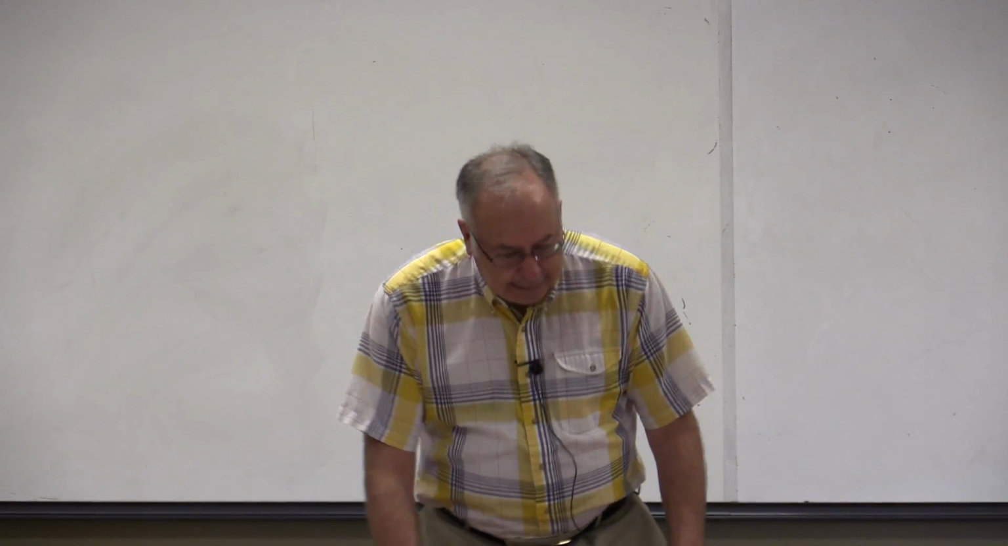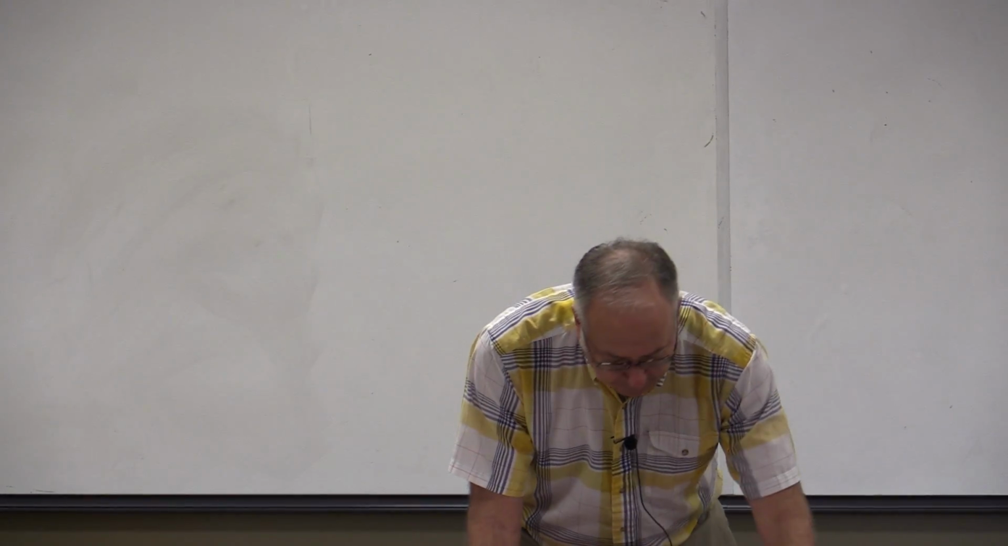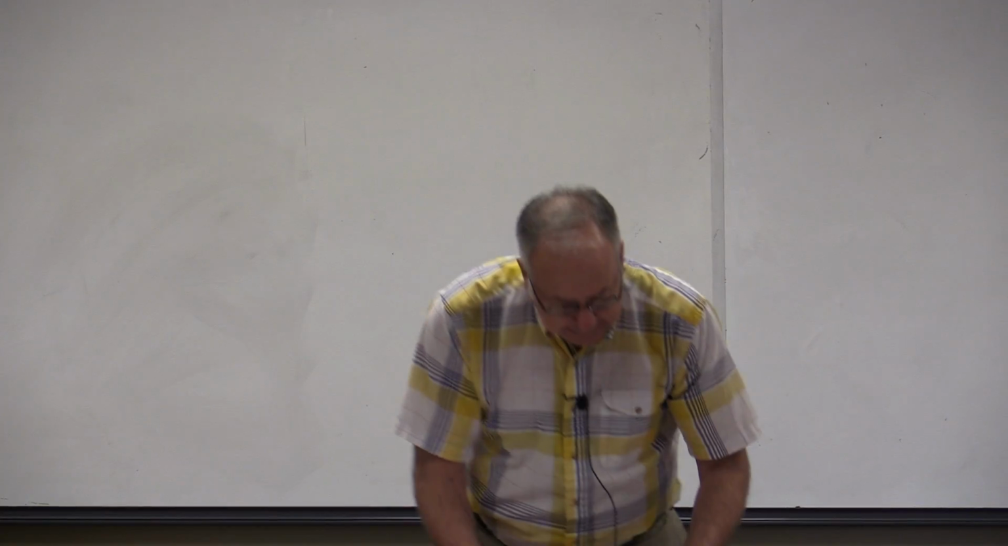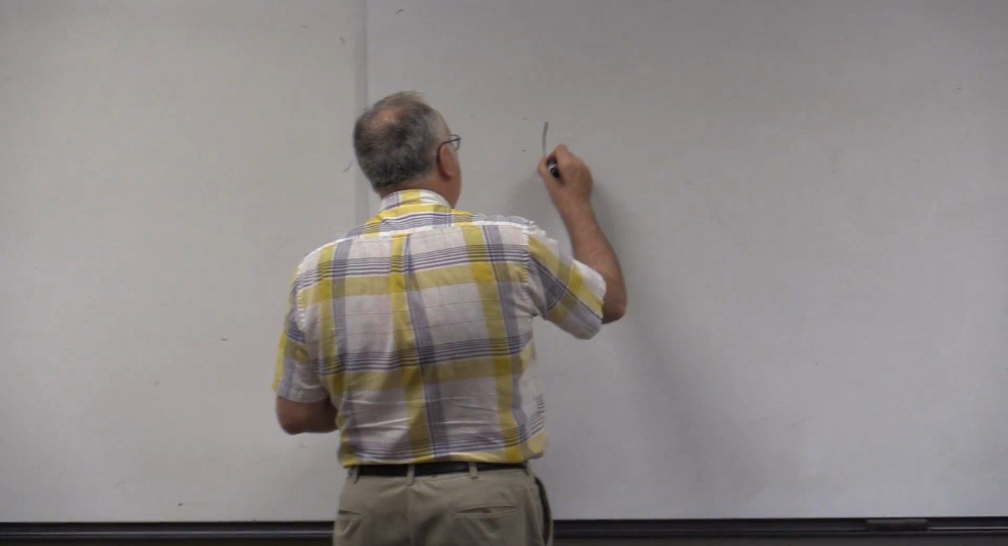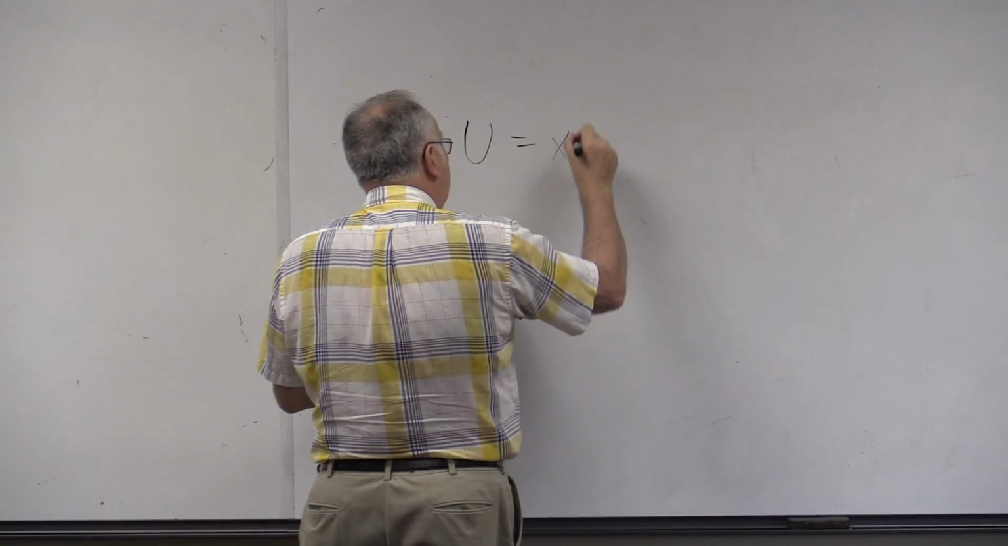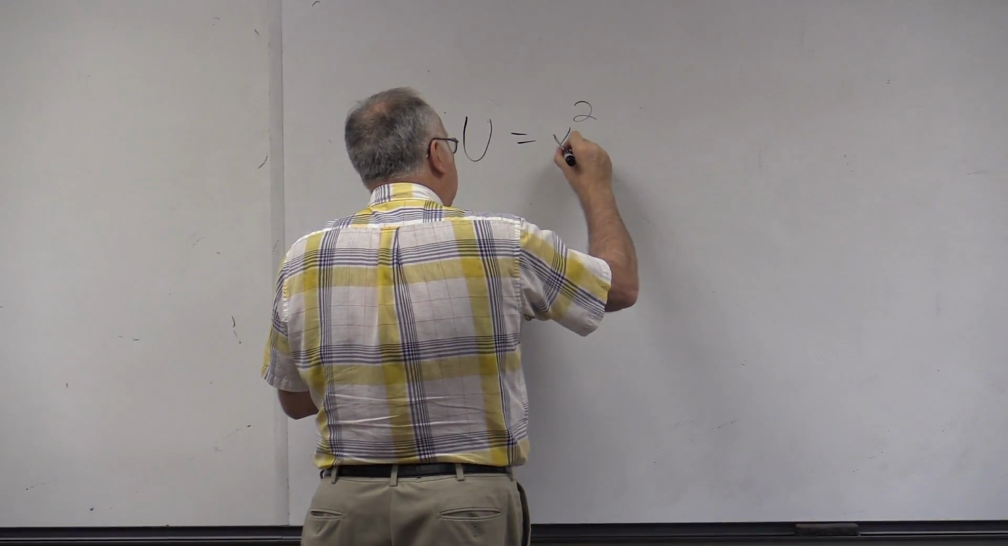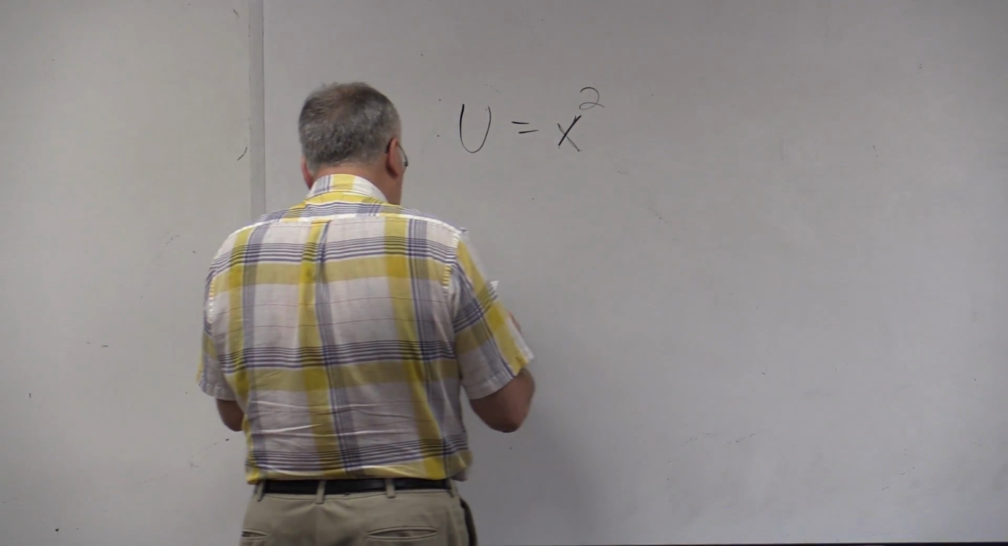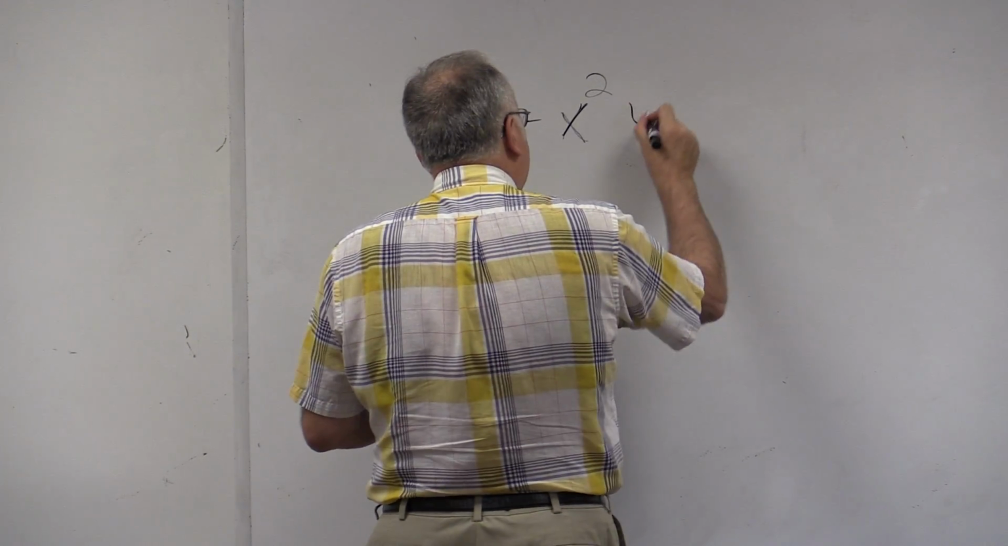All right, let's go over the quiz while it's still fresh in your minds. Ian has this utility function: U equals x squared times y.